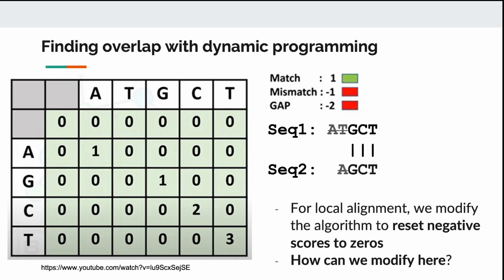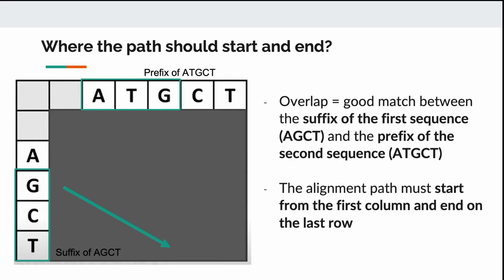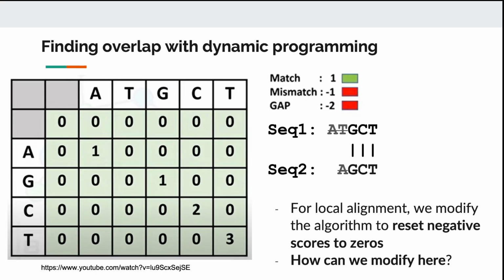So how can we do the same for this problem of finding overlap? First we have to think, what does it mean for the overlap in the context of sequence alignment? For global alignment, the alignment path must start from the top left corner and end in the bottom right corner. Because the top left corner designates that you are starting from the first nucleotide of both sequences, and the bottom right corner means that you consider the last nucleotide of both sequences.